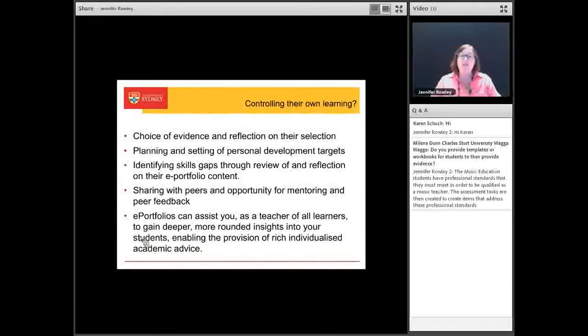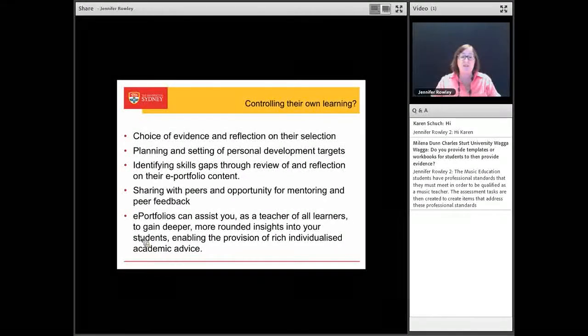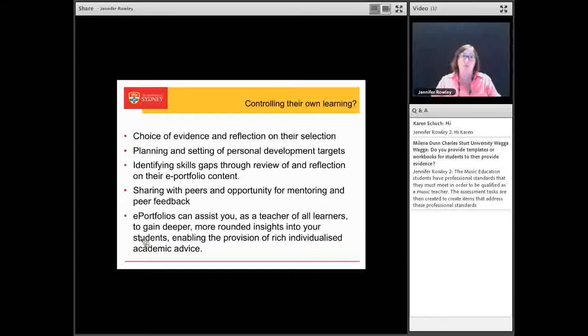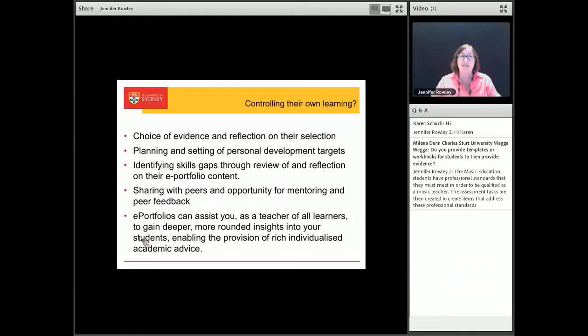I think it's really great that the opportunity for mentoring and peer feedback is there. But as a teacher of all learners, the ePortfolio process and product can actually assist you in gaining a deeper, more rounded insight into your students, because you do get to read what they write about themselves and what they include as their assets and artefacts.